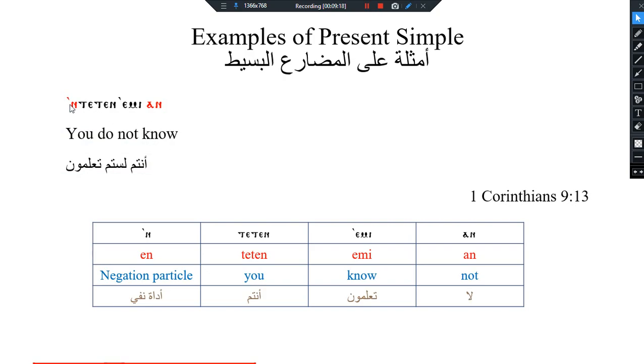In negation we add en at the beginning of the pronoun and an after the verb. En taten emi an in 1 Corinthians 9:13, you don't know. En, negation particle. Taten, you, plural. Emi, know. An, not. It means you don't know.